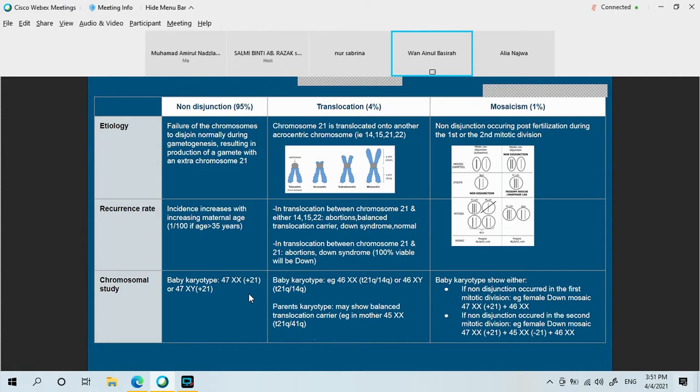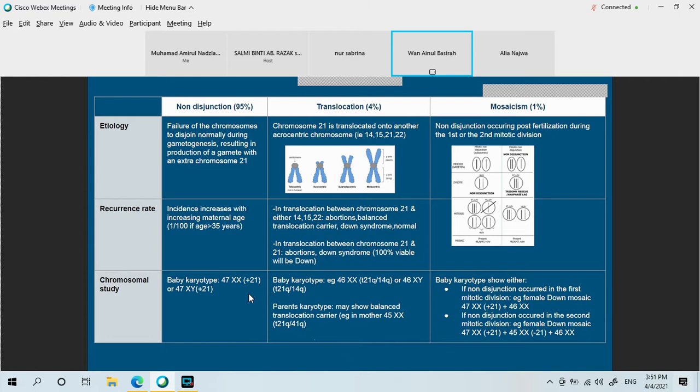For the translocation, as I have mentioned, the genetic information will be translocated into another chromosome, an acrocentric chromosome like 14, 15, 21, and also 22. If the translocation is between chromosome 21 and another acrocentric chromosome, the offspring may be aborted, a balanced translocation carrier, have Down syndrome, or be normal. But if the translocation occurs between chromosome 21 and 21, it can either be non-viable or Down syndrome.